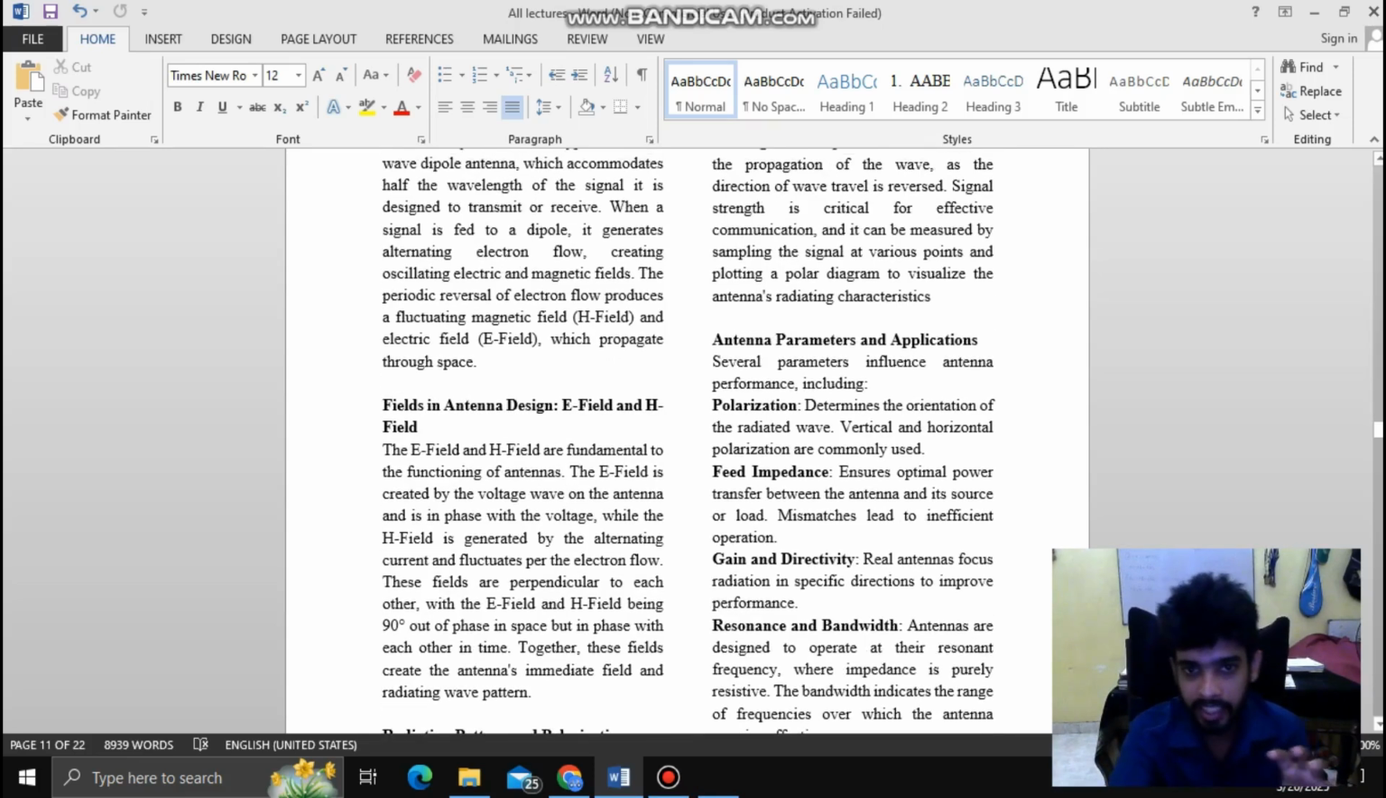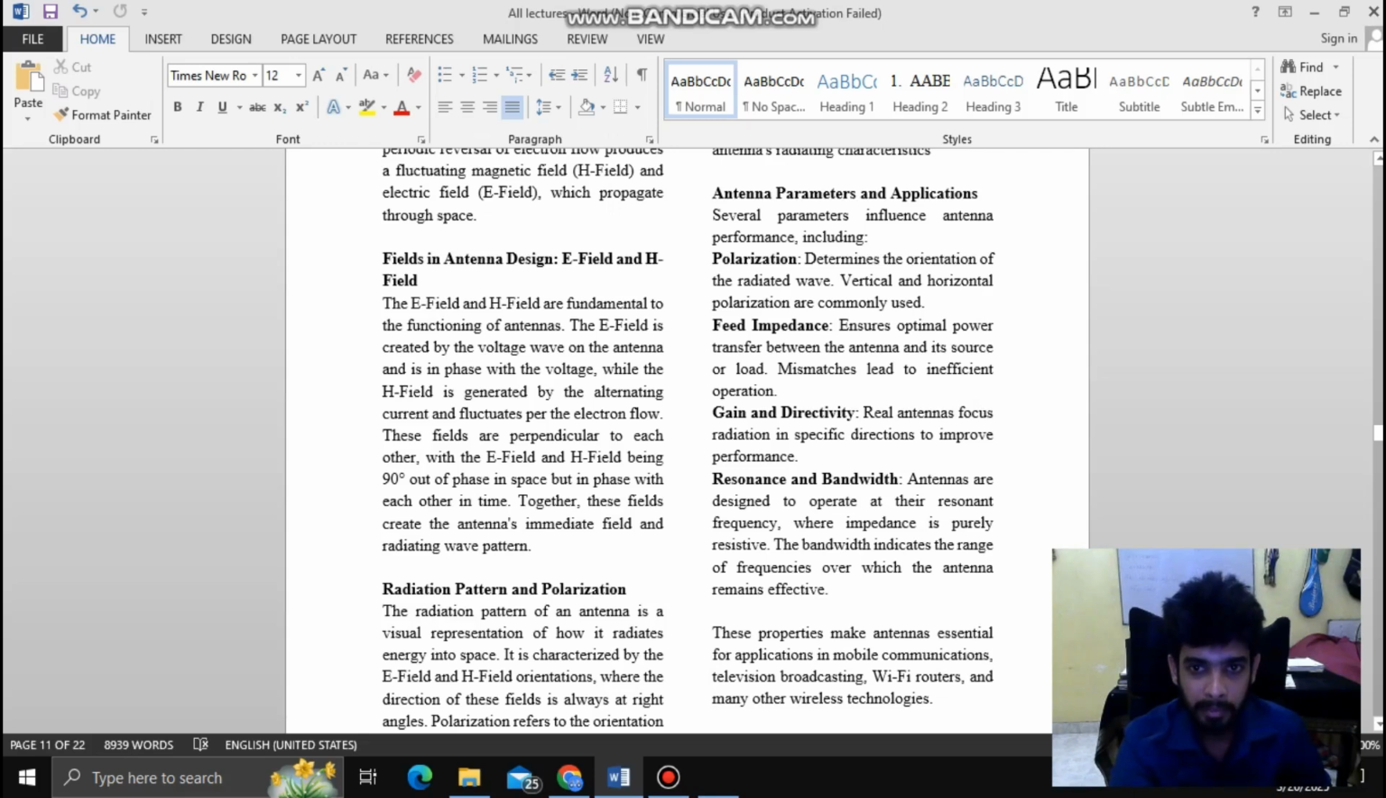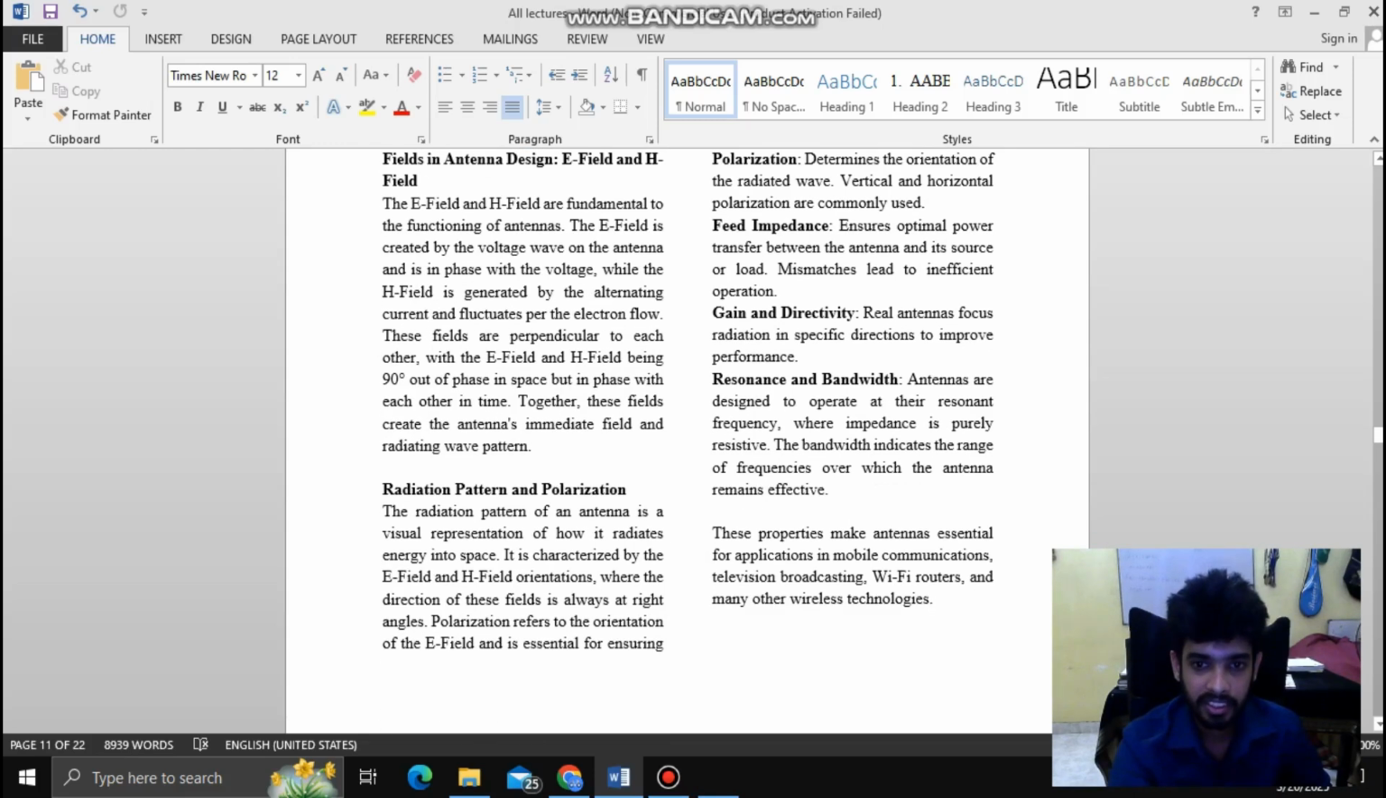Then some antenna parameters and applications. The parameters that influence antenna performance are polarization, feed impedance, gain and directivity, resonance, and bandwidth. So these are some parameters influencing antenna performance.